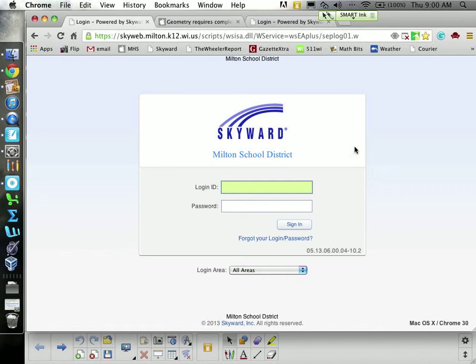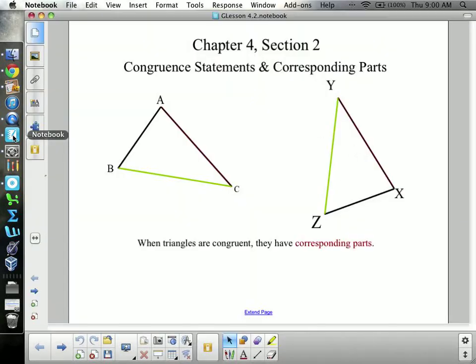All right. So what we're doing, we're going to start talking about congruent triangles. And one thing that's really important when we start talking about congruent triangles is the concept of corresponding parts. All right? Let's make this really simple.